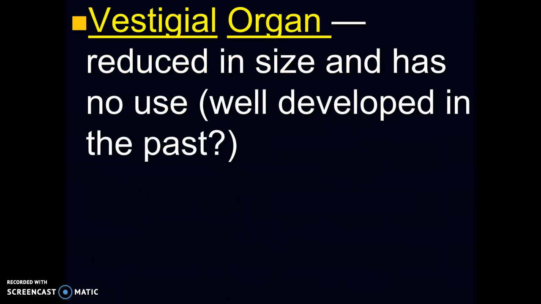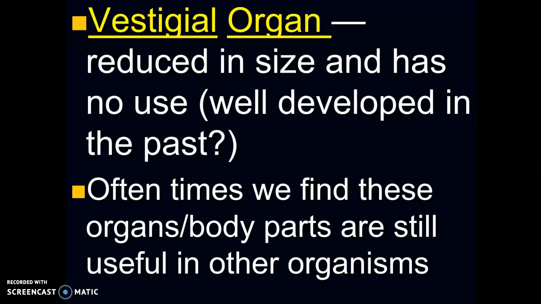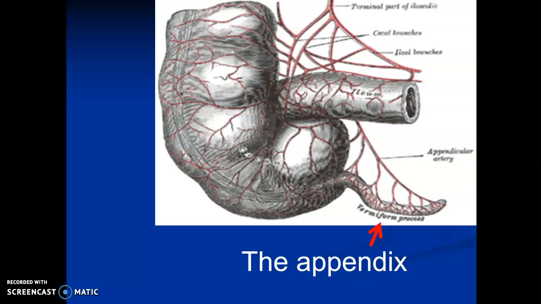Okay, this one's really fun. Vestigial organs. These are reduced in size and they have no use. So we will look at some organisms that have certain structures, but they're just there. There's not really an importance to them, but that shows us that maybe they were useful in the past. So over time, they've gotten smaller and smaller until maybe they will no longer be there. Oftentimes, we find these organs and body parts are still useful in other organisms, again, showing common ancestry.